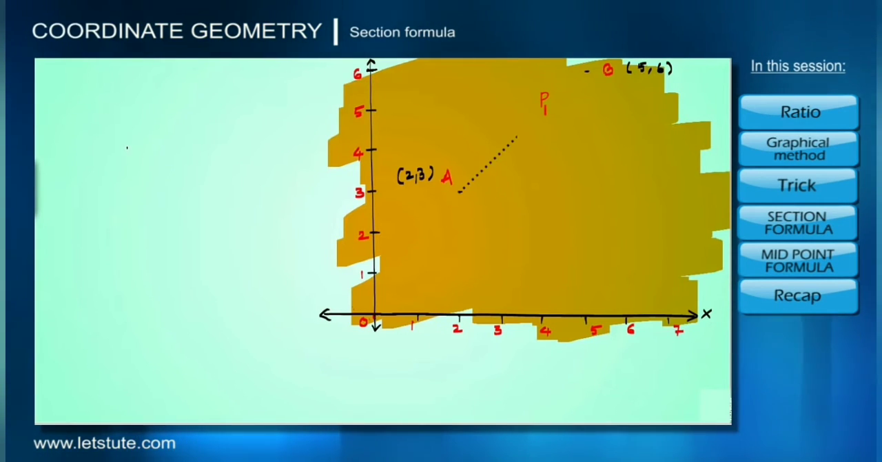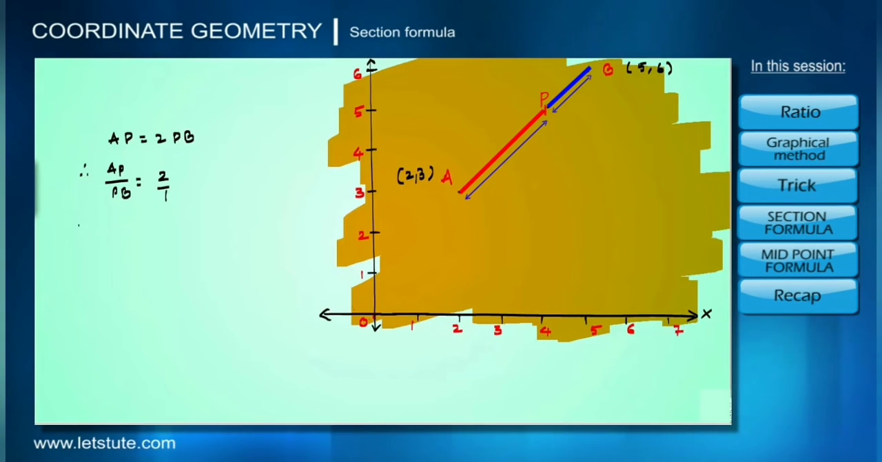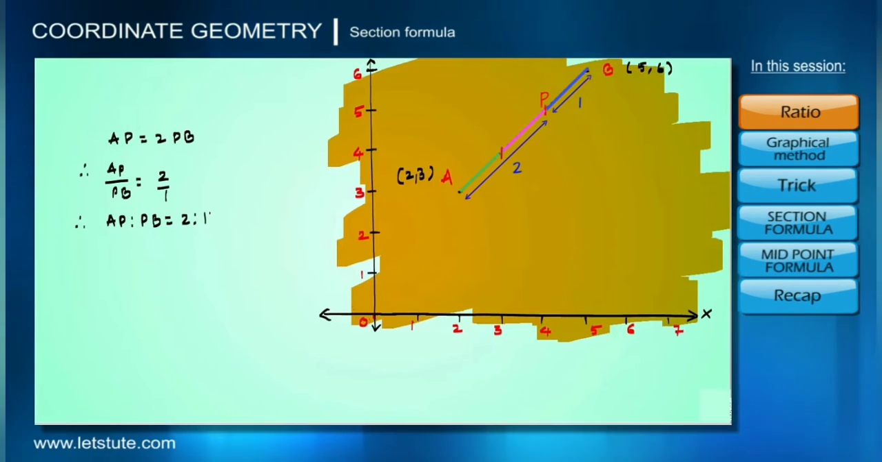divides the line joining A and B into two sections, and those sections are such that the distance between A and P is twice the distance between P and B, and therefore it can be represented as AP upon PB equals 2 upon 1. Therefore we can say that the ratio of their distances, that is AP is to PB, is 2 is to 1, which indicates that if the distance between A and B is divided into 3 equal parts, then 2 parts will be on the left side of P, that is towards A, whereas 1 part is on the right side of P, that is towards point B.